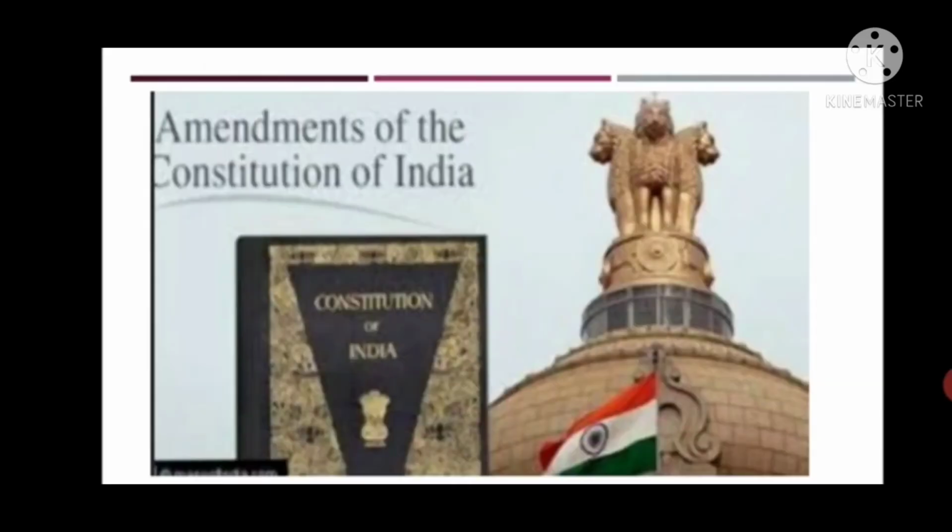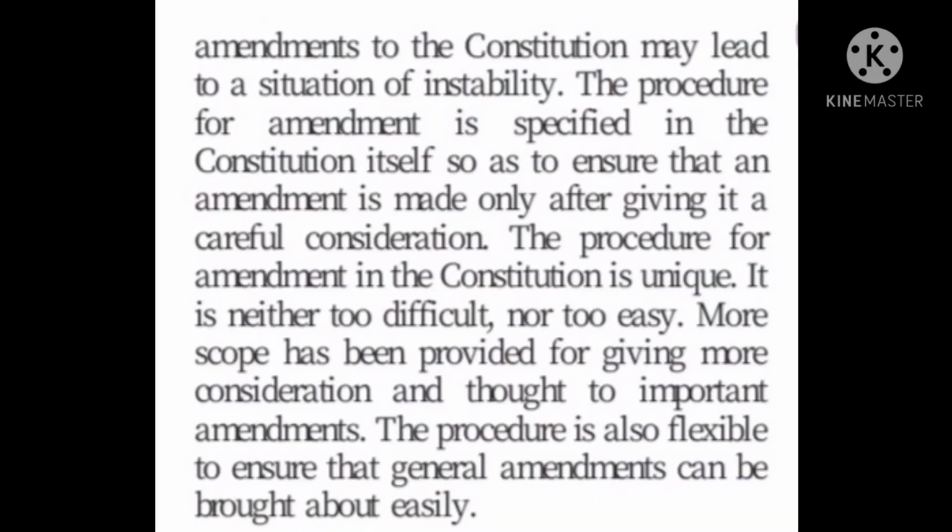Process of amending the Constitution. There comes up a need to make changes or amendments in the provisions of the Constitution due to changing circumstances, but frequent amendments to the Constitution may lead to a situation of instability. The procedure for the amendment is specified in the Constitution itself, so as to ensure that an amendment is made only after giving it a careful consideration.